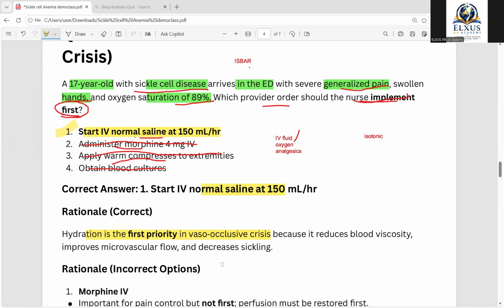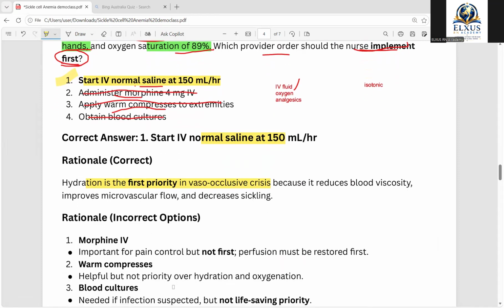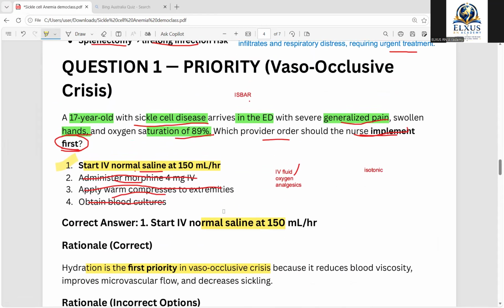Okay, so why are we not giving morphine as the primary management? Of course the client needs pain control, but compared with pain management, hydration is the primary management. Warm compress can be helpful to reduce the pain, but it will come as least priority. Blood culture is needed only in case of suspected infection. That is not a life-saving priority. So when a client is going into a stage of sickle cell crisis, what is the primary management? Hydration, oxygen and analgesics.